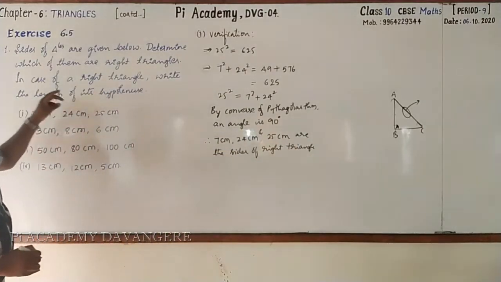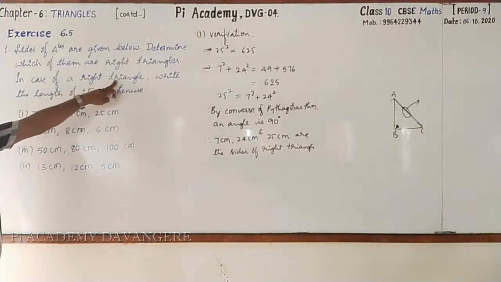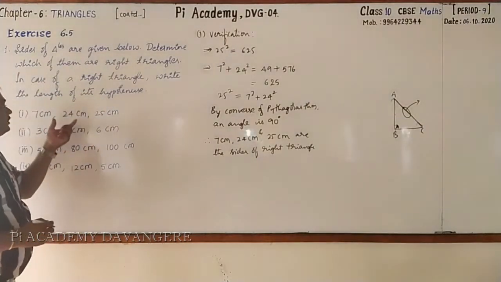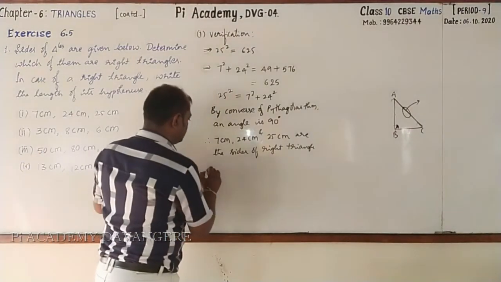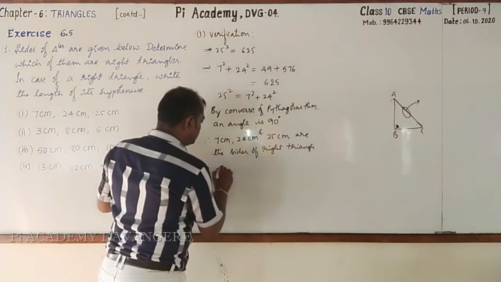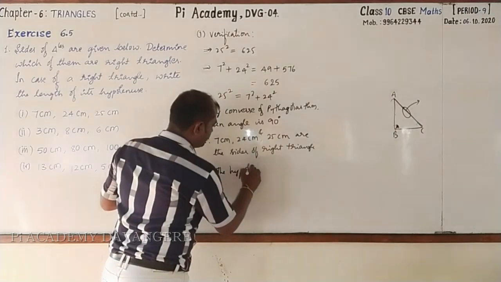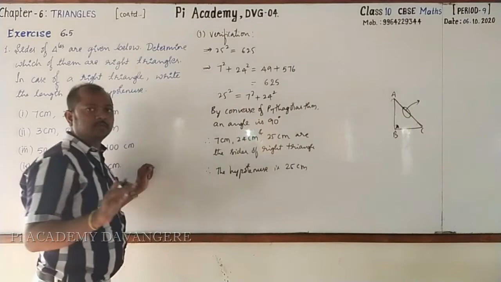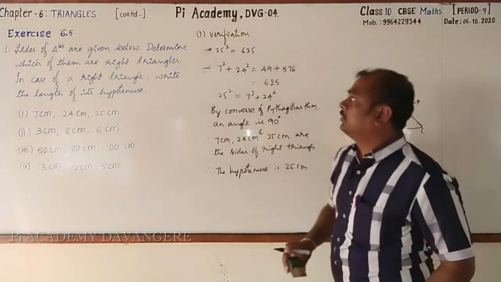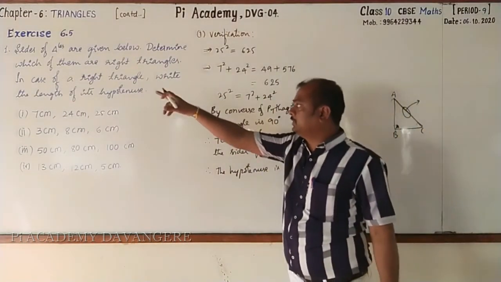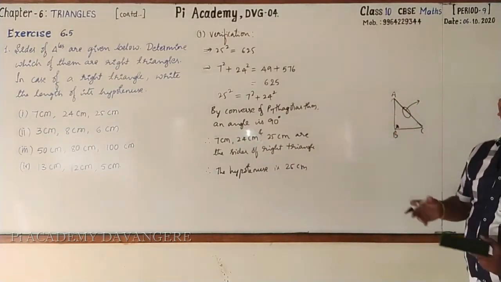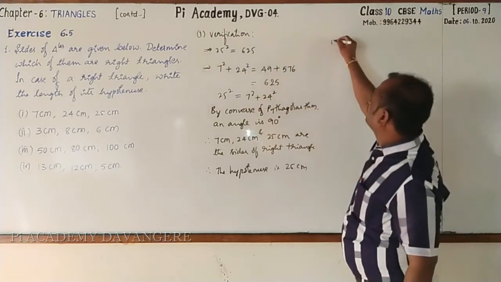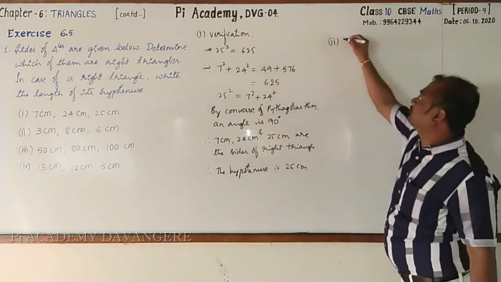Next, in case of a right triangle, write the length of the hypotenuse. Which is the hypotenuse? The longest side, 25 centimeter. Therefore, the hypotenuse is 25 centimeter. Got it? Okay. Now, pausing the video, you may copy from there to here. From the second one onwards, you can start writing with me.